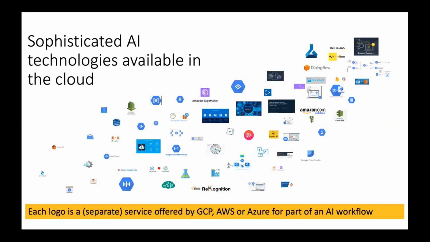So the next thing to note is that there are many, many sophisticated AI technologies available in the cloud. So you don't have to study every single thing that's on this slide, but the point of this slide is to show you that there's a lot of different cloud tools out there. And what you have on this slide is each one of these little logos here is a separate AI related product offered by just one of 3 companies, Google, Amazon, or Microsoft.